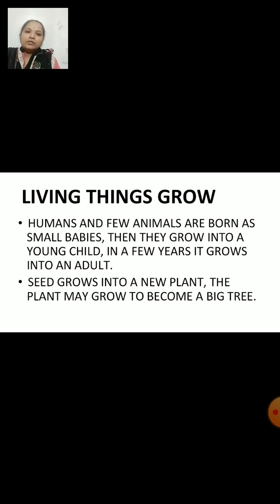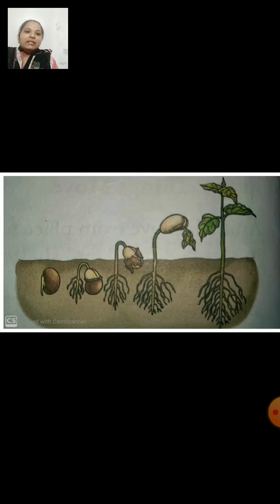A seed grows into a new plant. The plant may grow to become a big tree. Right. So, a young dog or cat also grows big, and we have also seen how human beings and seeds grow and become big. Now, this is a picture of a seed. How the seed grows into a new plant, and later it may become a big tree.